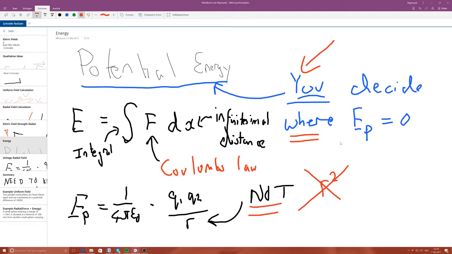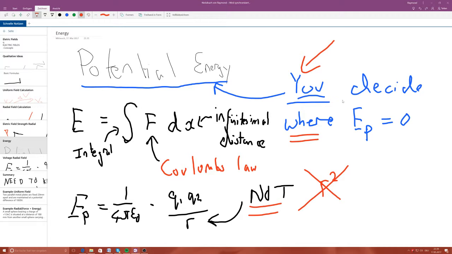So in that sense, the potential energy could be 100 joules, where someone else might say it's 50 joules. The reason for this is that both of you are not wrong, you just have set the potential energy to be zero at different locations. So that's an important thing to note.